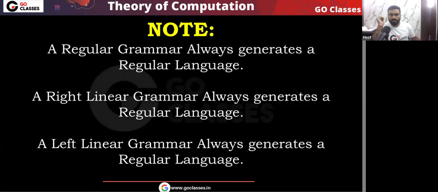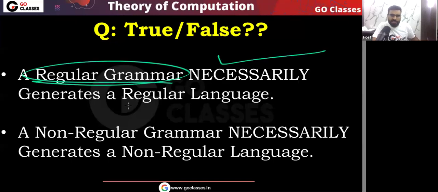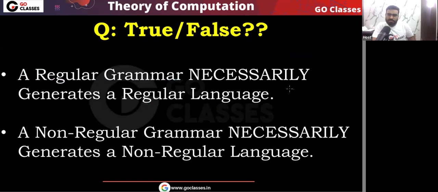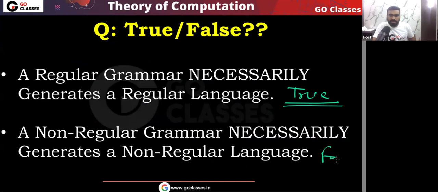Very simple. Now tell me the answer for these two questions. The first statement is a regular grammar will necessarily generate regular language. This statement is true, right? Okay, if your grammar is regular, then it will definitely generate regular language. What about this one? A non regular grammar will definitely generate non regular language. This statement is false.